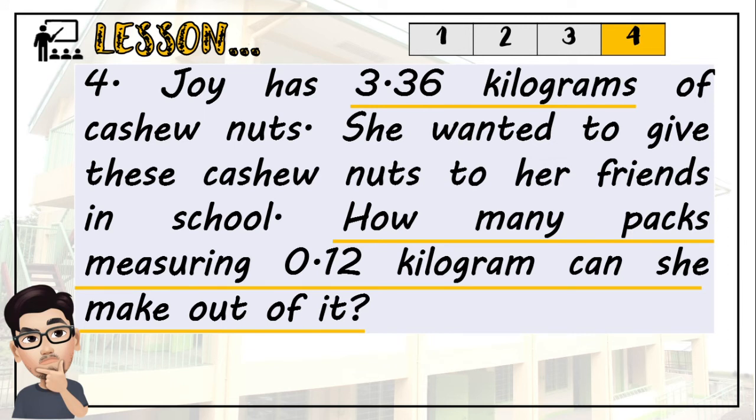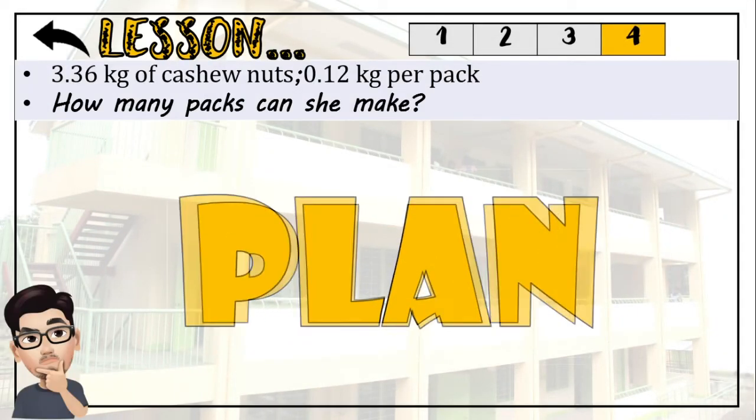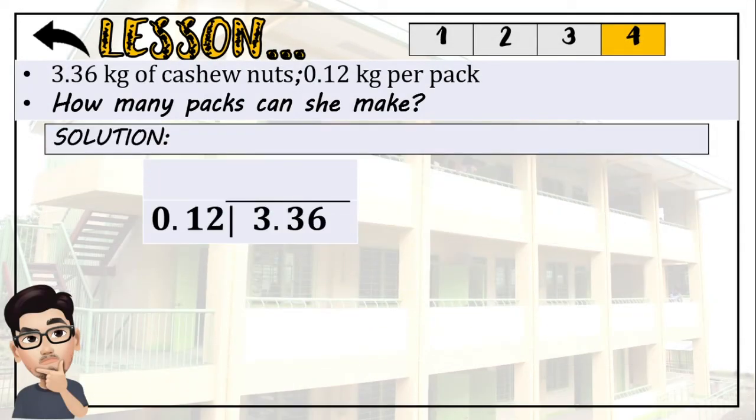So, ibig sabihin, kailangan nating hatiin yung 3 and 3600 kilograms of cashew nuts ni Joy sa tig to 1200 kilogram. Okay? So, how we will solve that? So, we will divide 12 hundredths to 3 and 36 hundredths kilograms. So first thing, we need to move the decimal point ng divisor hanggang maging whole number siya.